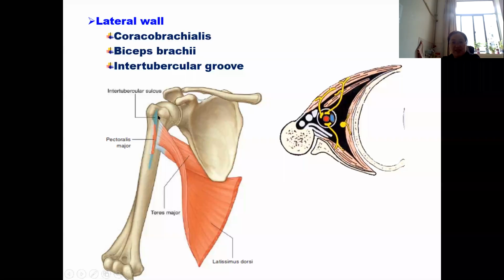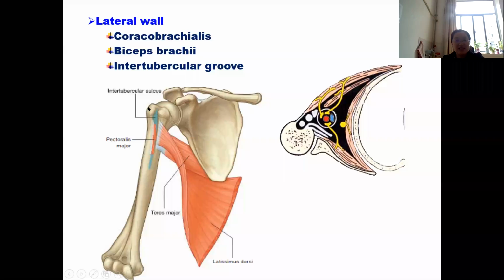Lateral wall. Here there is one groove. This groove is for the insertion of pectoralis major, latissimus dorsi, etc. For the lateral wall, biceps brachii goes down, and then coracobrachialis and biceps brachii also originate from here and are inserted to the cubital region.